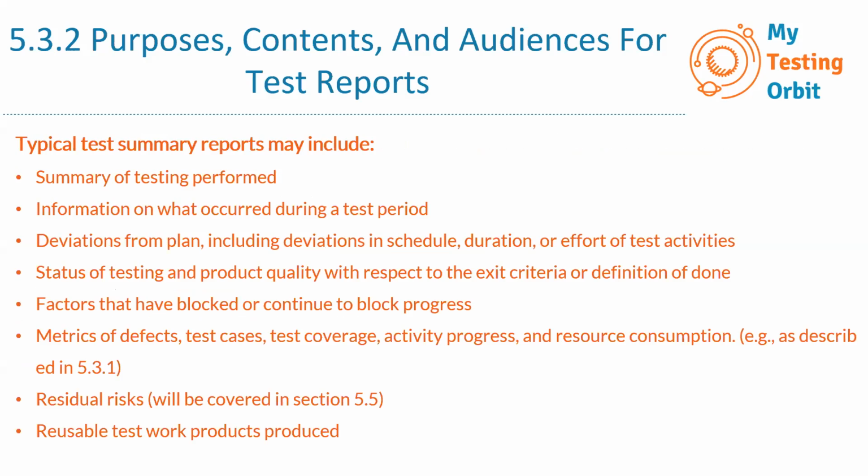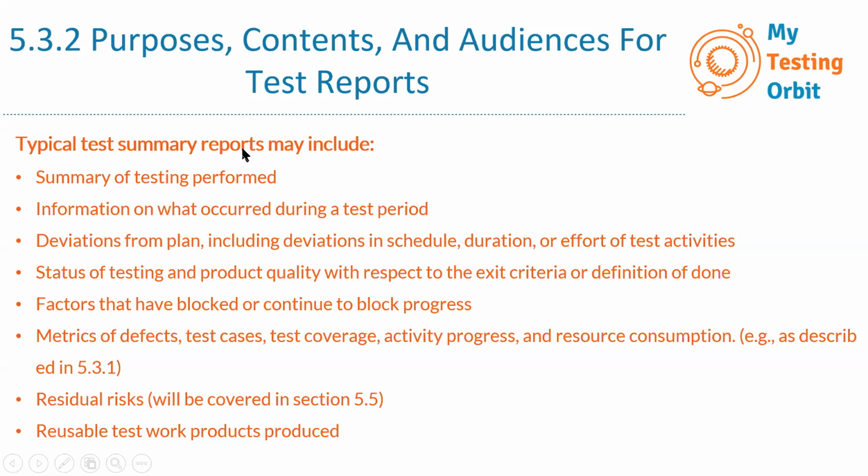So next one is typical test summary reports. When we are talking about the summary report, these are the usual contents of that report. First of all, the summary of testing performed, that is, what testing we performed for that project. Then the next one would be information on what occurred during a testing period. Whatever the information we gathered in that testing period, we need to mention that in the test summary report.